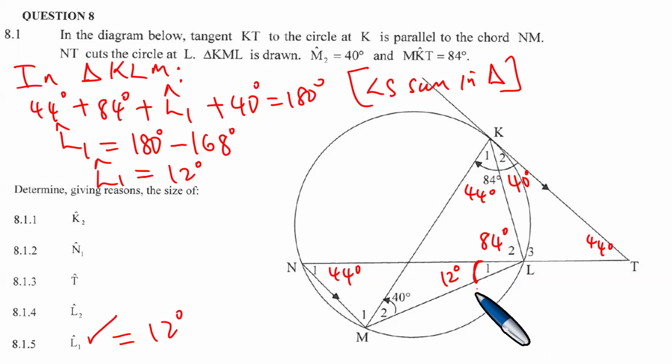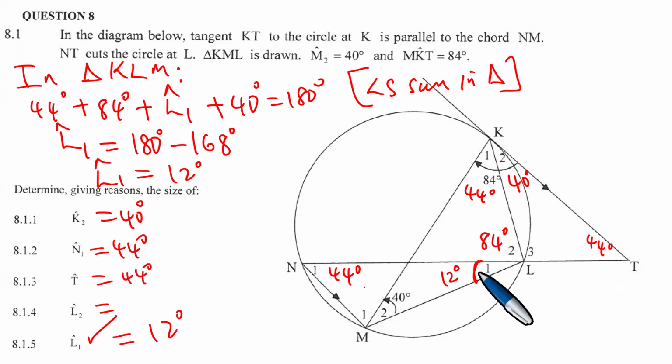How did we get the angle L1? We added this one, which we know is 44. How do we know this one is 44? Because the whole angle is 84. We got K2 to be 40 degrees, N1 to be 44 degrees, angle T to be 44 degrees, and L2 to be 84 degrees. Now, this one is 44, this one is 84, and we wanted L1. This one, M2, is 40 degrees. It was just given like that.